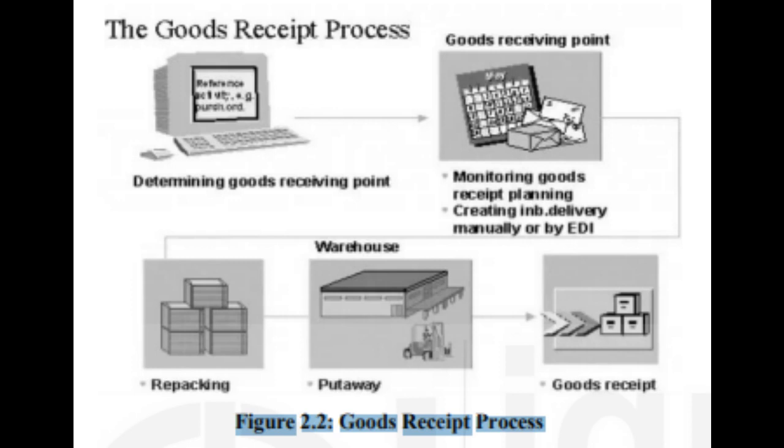The firm has all the necessary information beforehand because the supplier notifies it of the inbound delivery ahead of time. The inbound delivery describes exactly which materials or pallets can be received on what date and at what time. Figure 2.2, Goods receipt process.